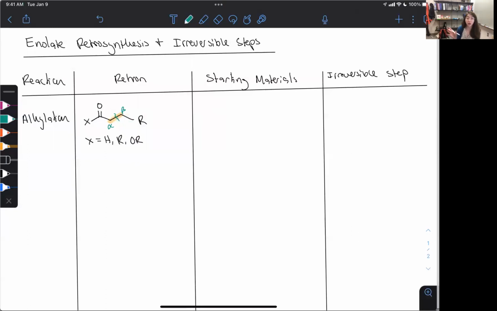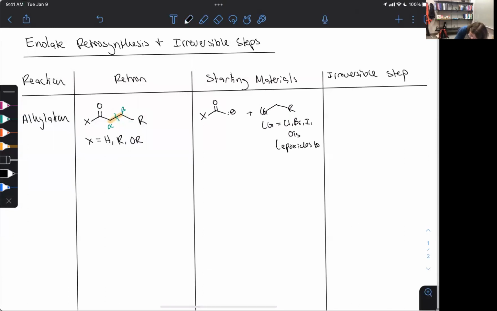So if we break that apart into the starting materials for an alkylation process, we're looking at some type of enolate plus some alkyl halide. I'm just going to put Lg there, and the Lg can equal chlorine, bromine, iodine, or the tosylate. You can also do epoxides. So epoxides will also work here.